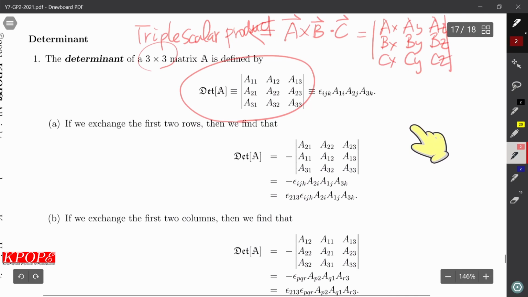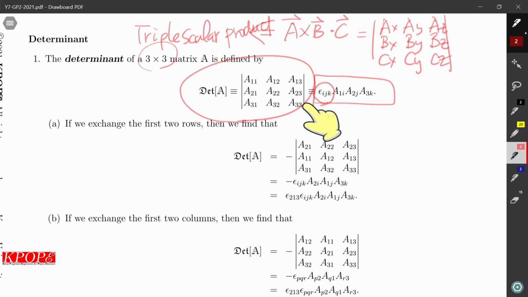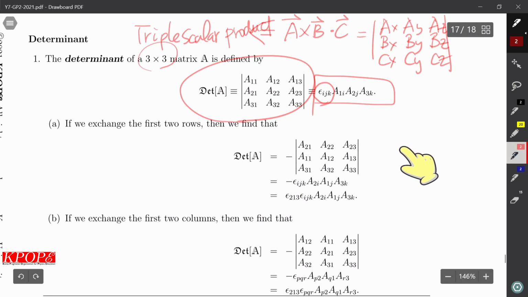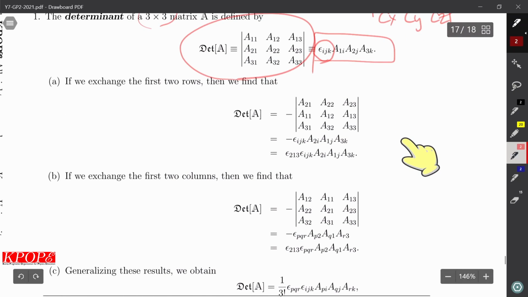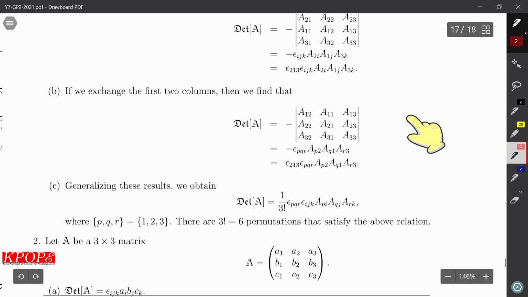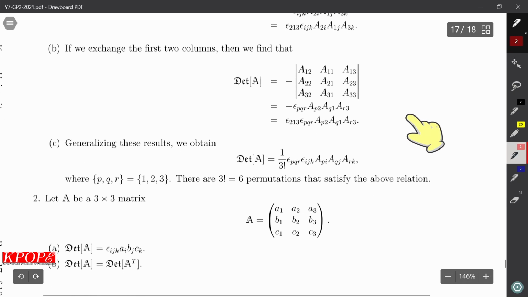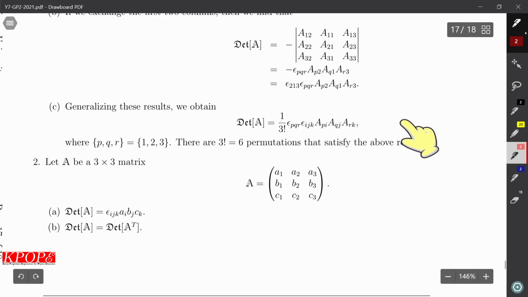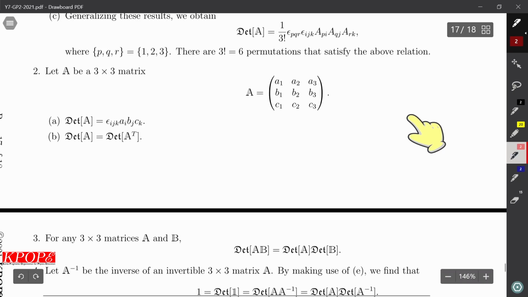In here we find the Levi-Civita tensor we just have explained. Please follow the calculations. I believe you must be acquainted with the determinant calculation because you have already taken the mathematics class. All right.